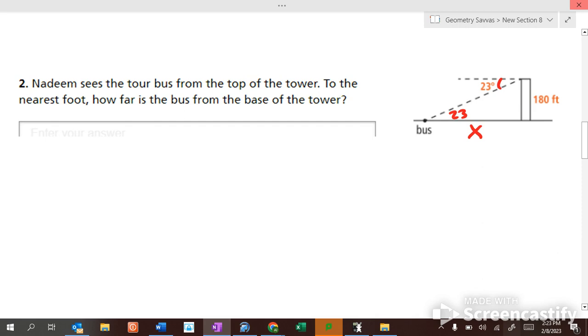Okay? So this is opposite. This is adjacent. What trig function? Tangent. Tangent of 23 equals the opposite over the adjacent. Unlike the last problem, x is on the bottom here. We got to get x out of the denominator. How do we get x out of the denominator?